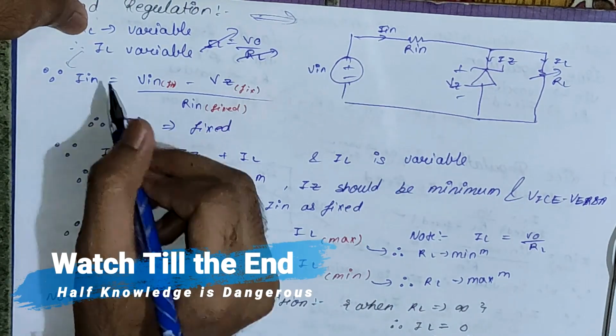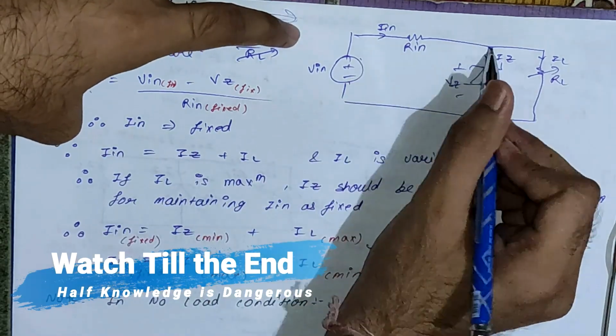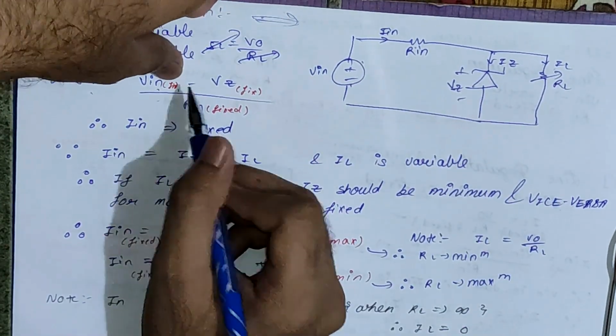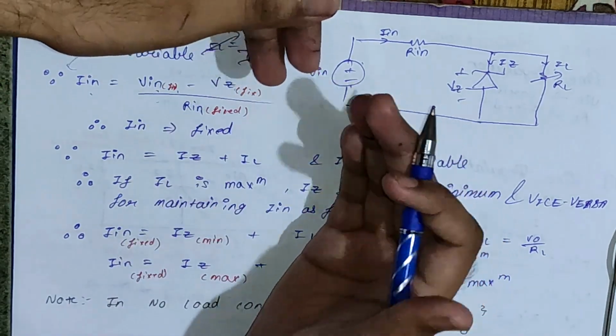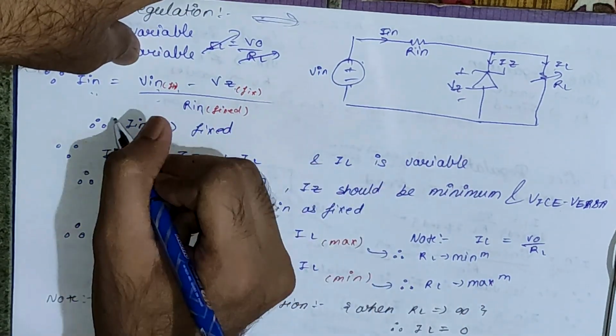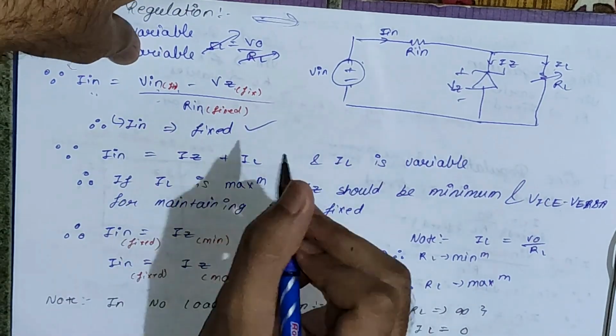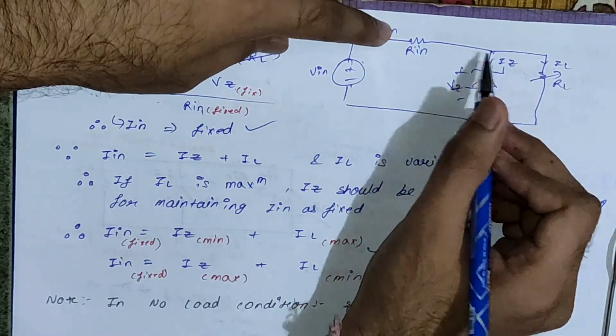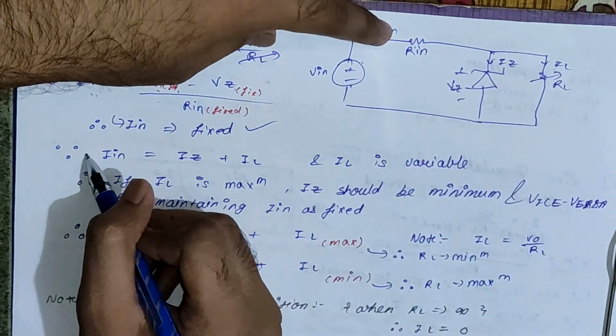Now I in is nothing but V in minus Vz upon R in. But here V in is fixed, and Vz and R in are already fixed, so we can say I in will also be fixed. So from this equation we get to know that I in is going to be fixed in case of load regulation. Now from KCL we get to know that I in is nothing but Iz plus IL. So this is what I have written here.